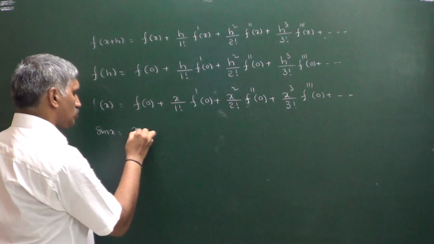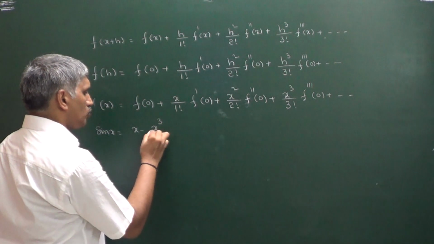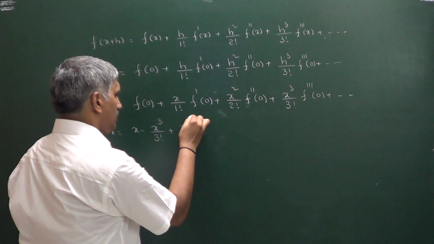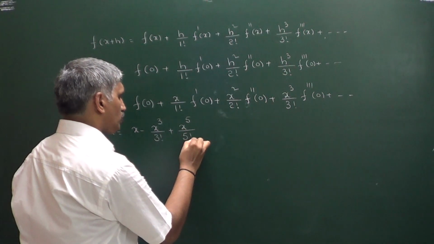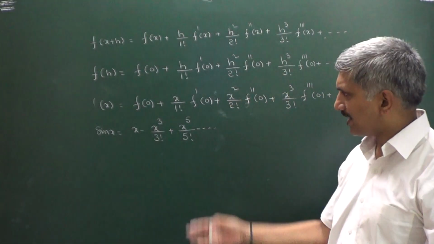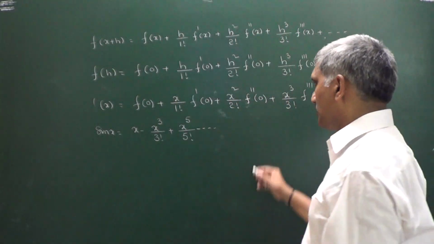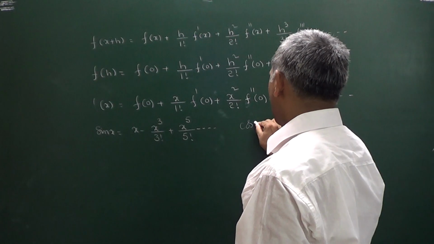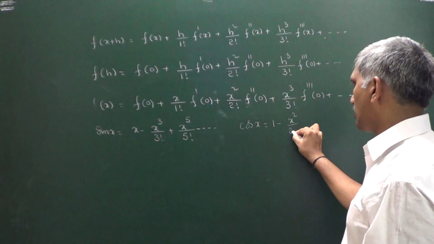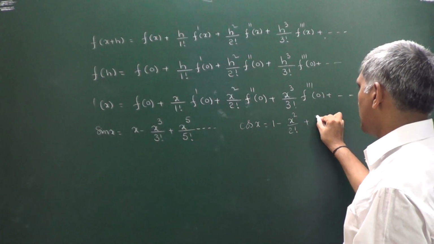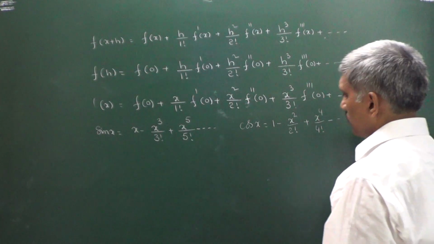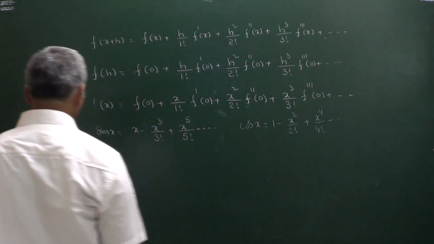Sin x is equal to x minus x cube by 3 factorial plus x to the power of 5 divided by 5 factorial minus and so on. That is the expansion of sin x. Yes, you can do it with the help of this. At the same time, cos x expansion is 1 minus x square by 2 factorial plus x power 4 by 4 factorial minus and so on. That is the expansion of cos x.